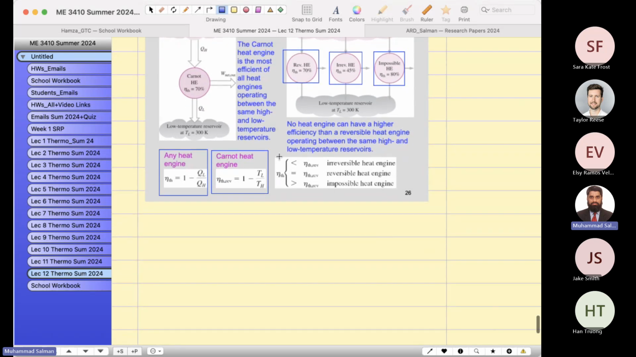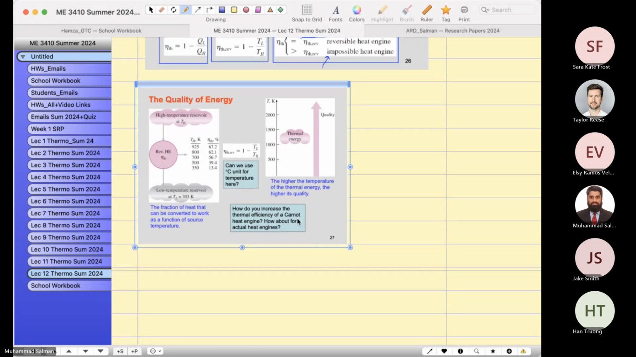You see my point? So this is just a concept. Your concept should be clear that the thermal efficiency of an irreversible engine is less than the thermal efficiency of a reversible one; it is equal for reversible, and greater is impossible. Again, they are just the ratio, that's it.